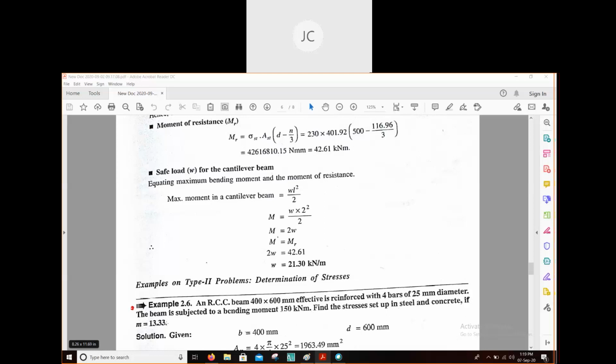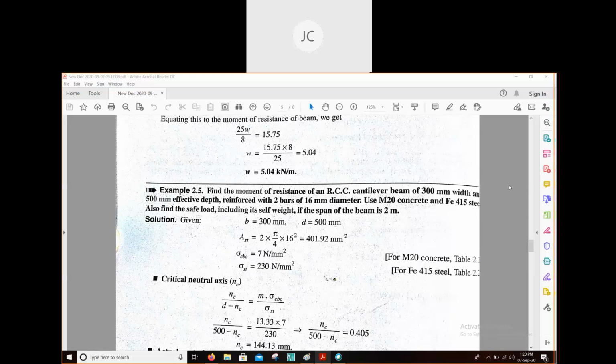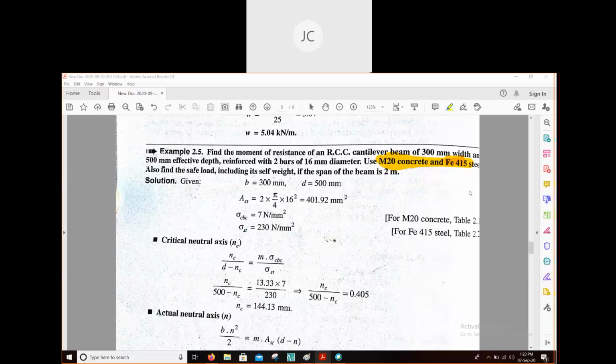But in the previous problems, let us move back, in all of them the grade of concrete, say M20, and the grade of steel were given. Based on those values we could directly find the values of sigma ST and sigma CBC from IS 456, that means from tables 21 and 22. If the grade of steel and concrete is given, you can directly find the stress in concrete and in steel.